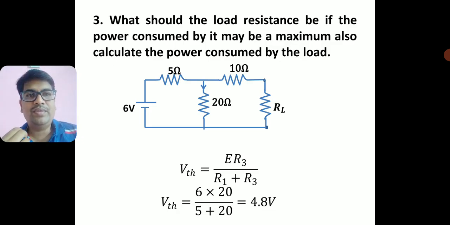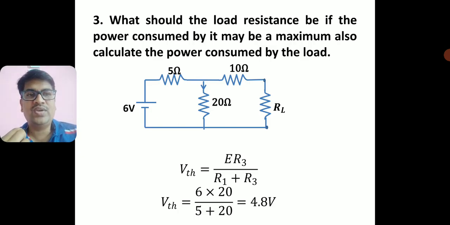Alright, I'll go one by one. First, I'll convert this into a Thevenin simple network. For that, I need to calculate VTH and RTH. I know the formula for VTH and RTH. VTH is E R3 by R1 plus R3. R3, I told you, is the middle resistance. R1 is the first resistance.